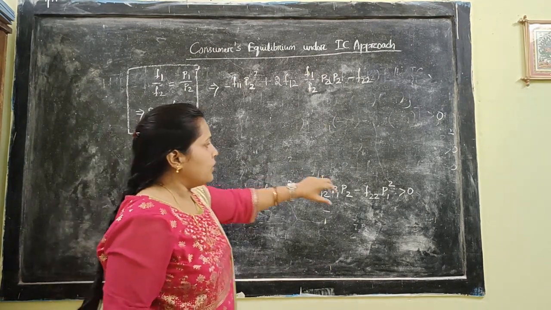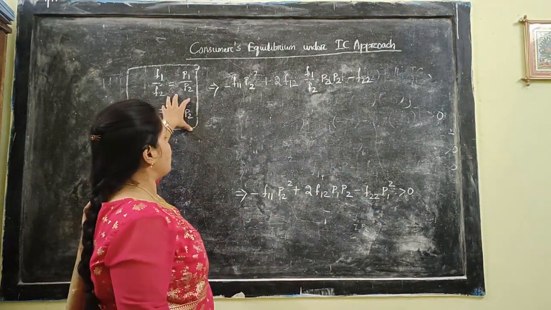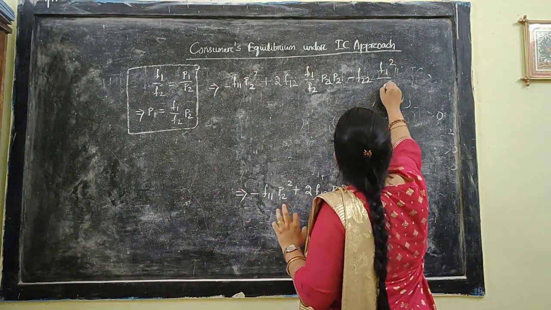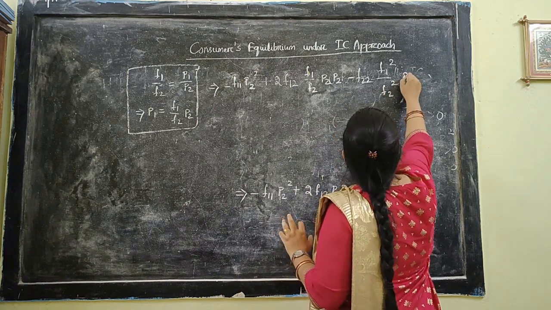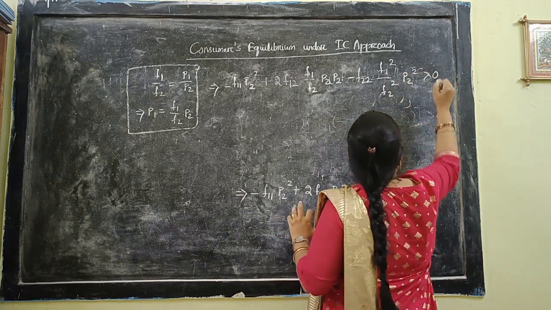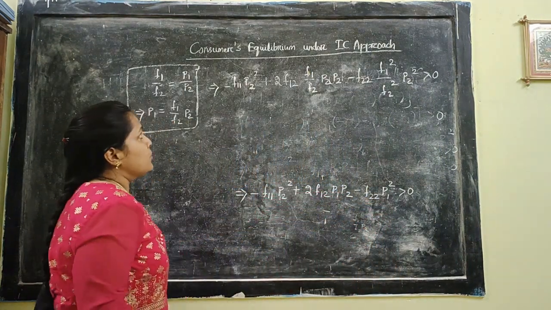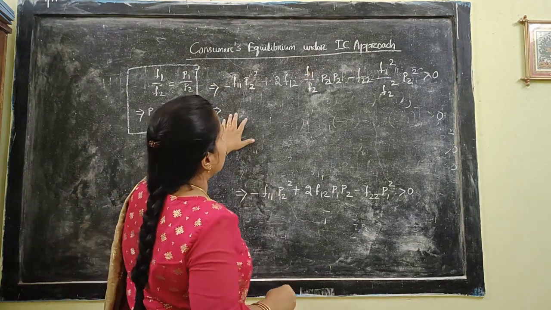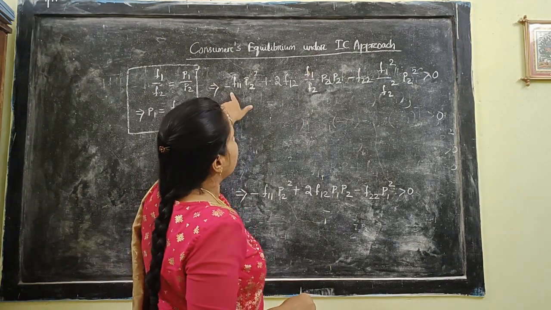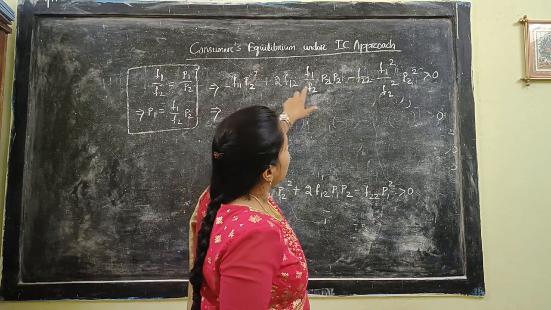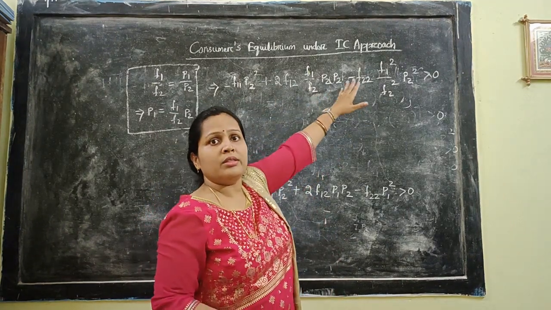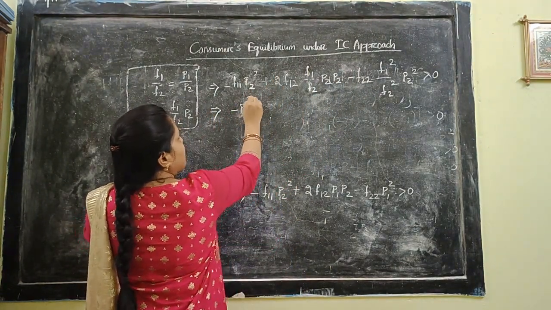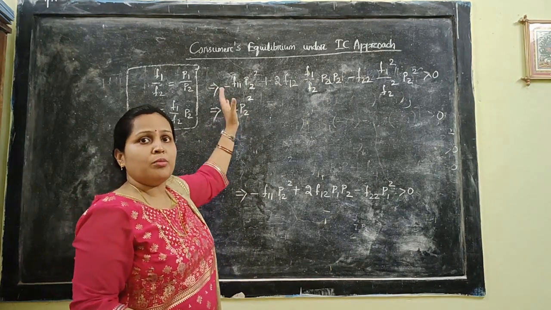Okay, since the square term is there, all these terms will be in square terms. So it will be F1 square by F2 square into P2 square. It should be greater than 0. Now from this, what we can do is take minus P2 square as common from all these three terms, right?